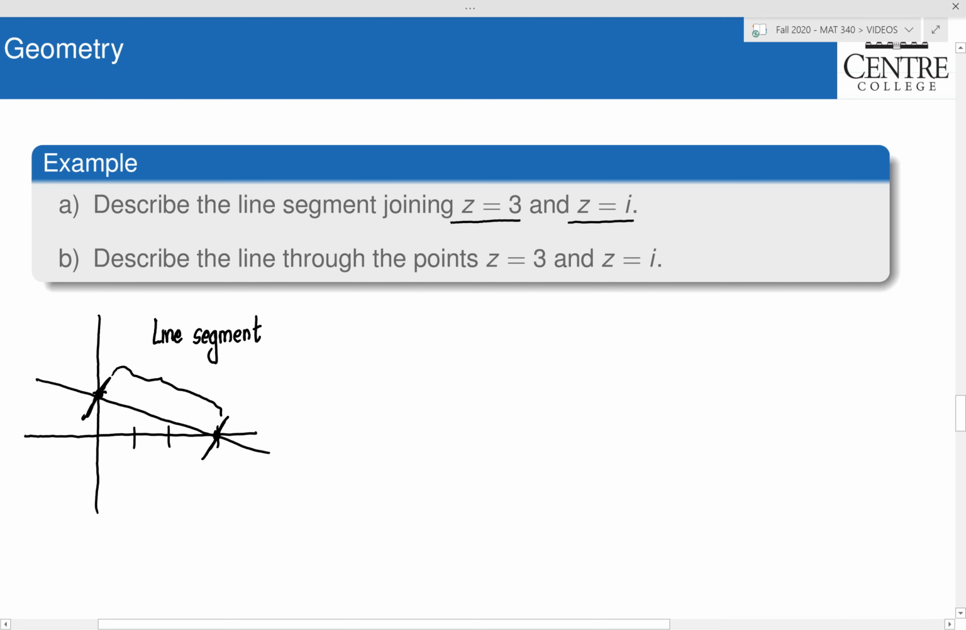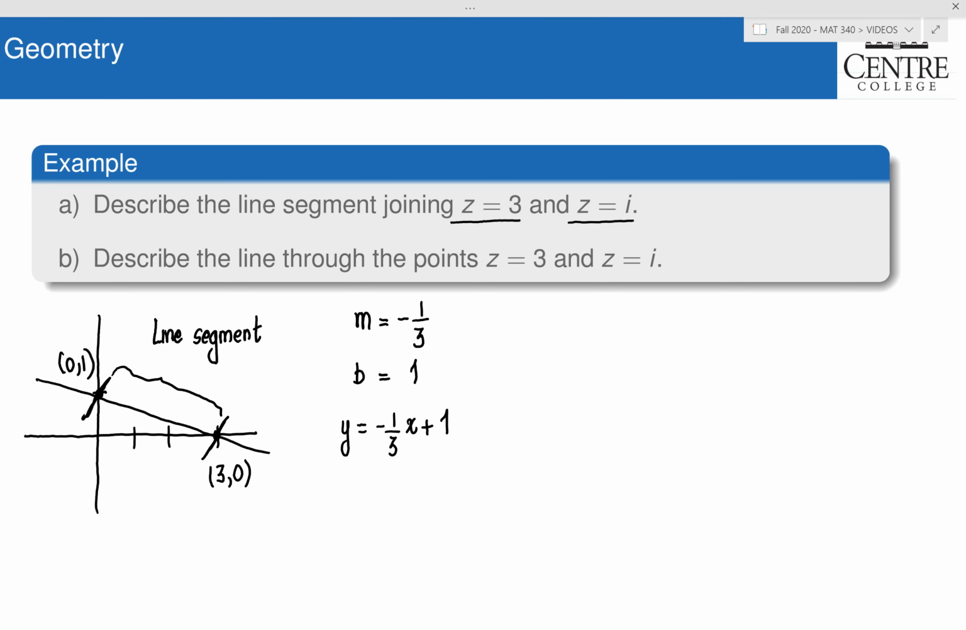This is the point (3, 0), and this is (0, 1). So I can figure out the slope. When x increases by 3, y decreases by 1, so the slope is negative 1/3, and the intercept b is 1. So I can write y equals mx plus b, which gives negative 1/3 x plus 1. And we can do that. So that's one way of doing it.